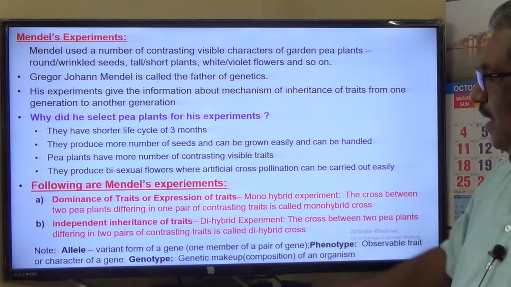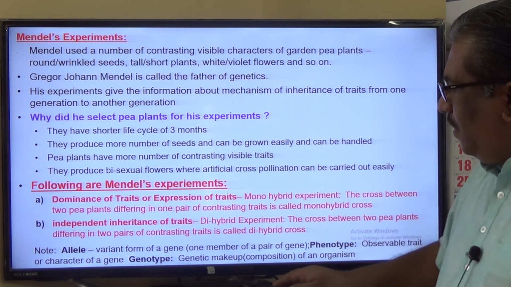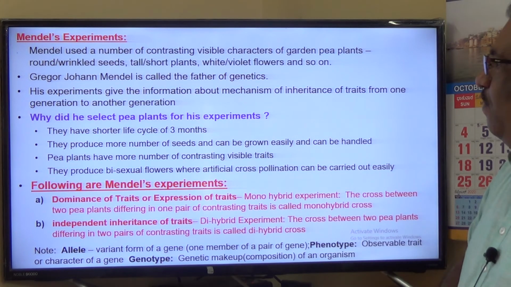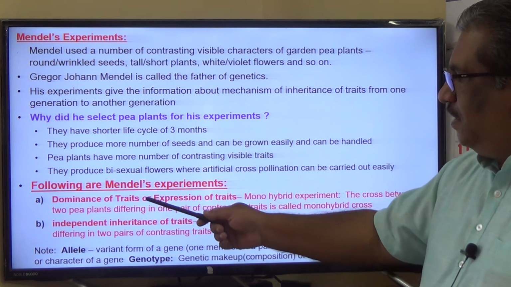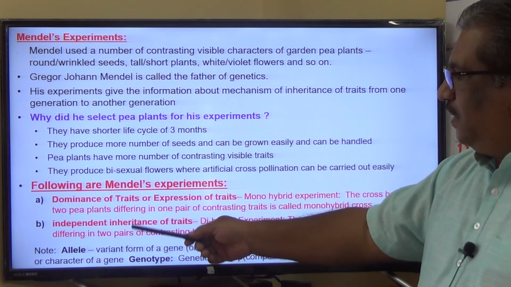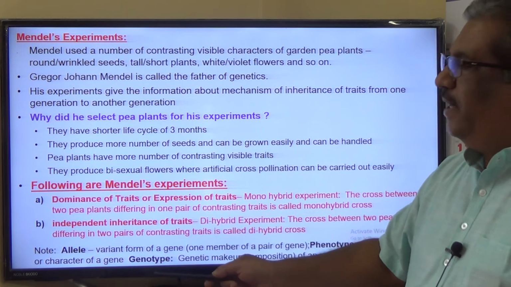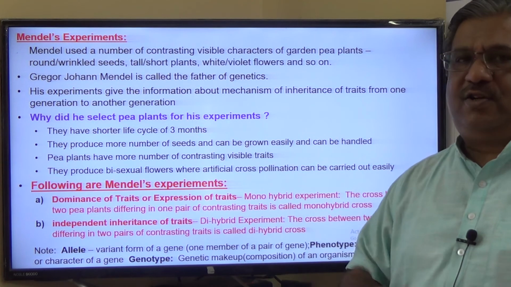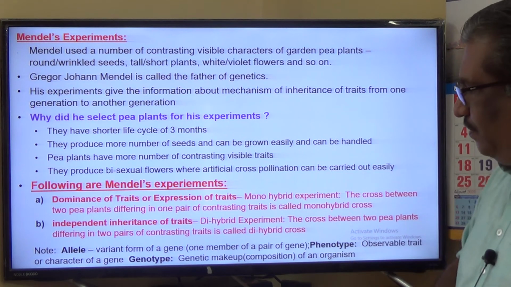So you should remember these things. Alleles means the variant form of a gene, or one member of a pair of genes which determines a particular trait. I hope you have understood these very important things. In Mendel's experiments, the monohybrid experiment talks about the dominance or expression of traits, and the dihybrid experiment is meant for showing independent inheritance of traits. How the traits, tallness or shortness, are inherited independently. So when we look at those experiments, it will be much clearer.